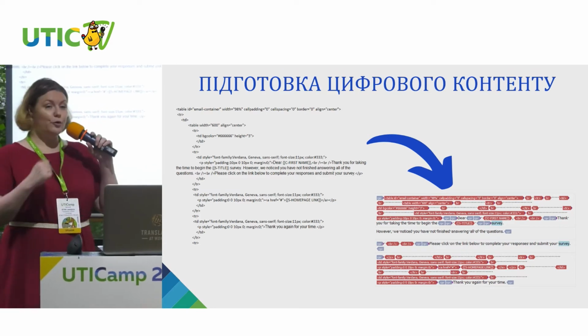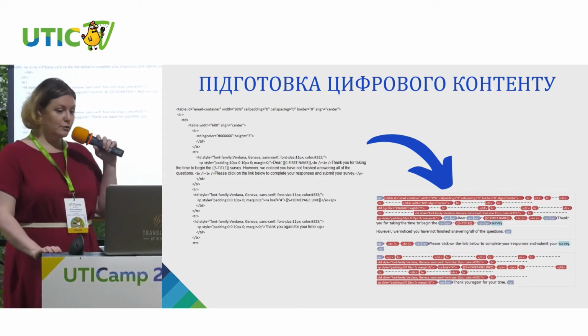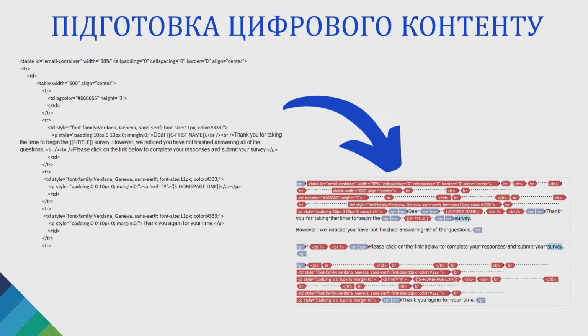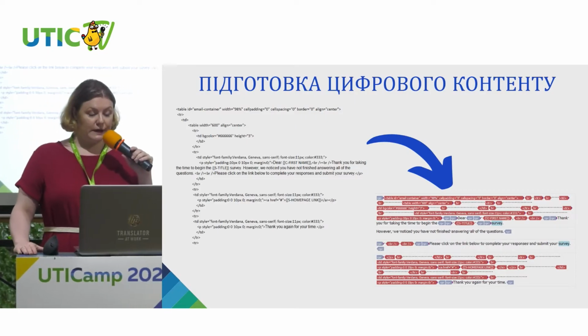This is an example of the preparation stage for digital content. Here you can see something that localizers call bare content. So that's the content or raw content. That's the content that wasn't prepared. That's the text to be translated plus certain technical symbols, elements, web page style elements, etc.